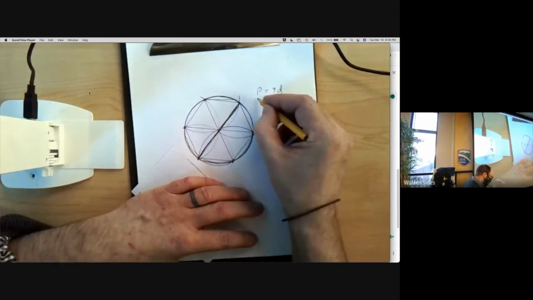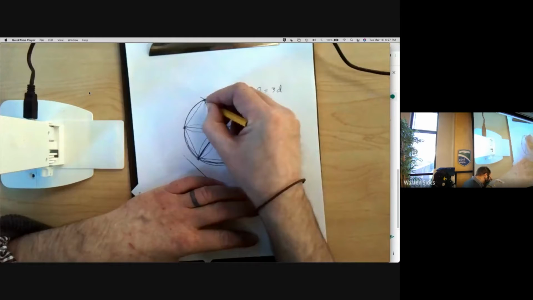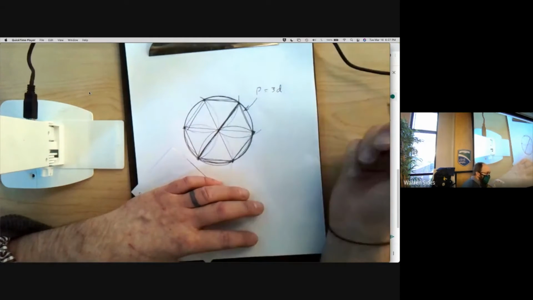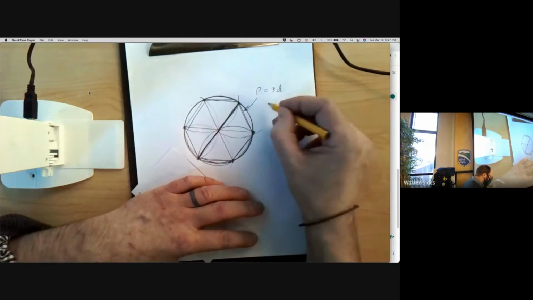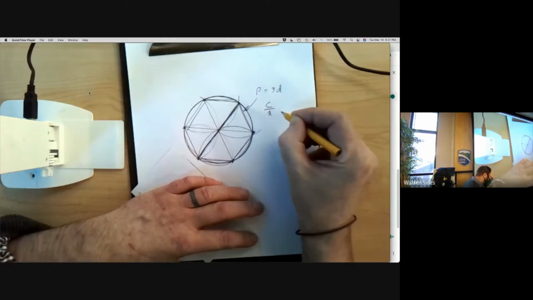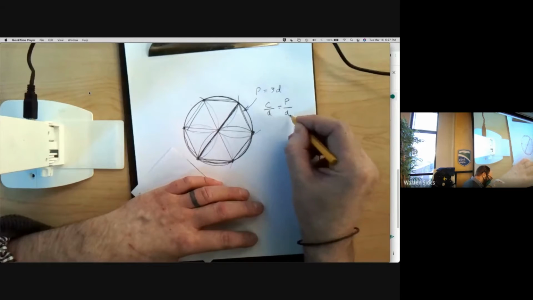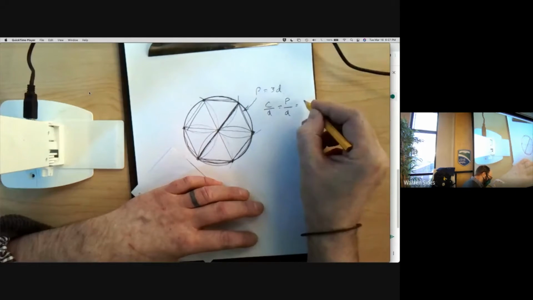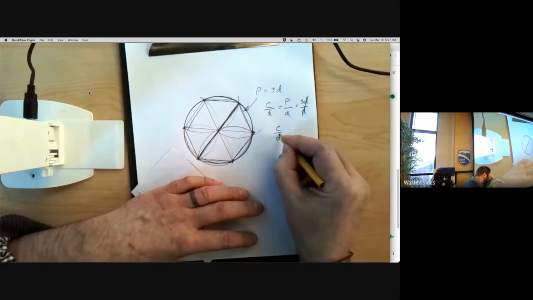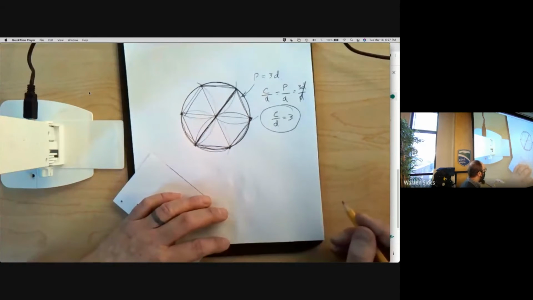Just to make sure, the perimeter of the hexagon inside has 1, 2, 3, 4, 5, 6 of those radius, which is 3 of the diameter. So if I'm thinking that the circumference of the circle compared to its diameter is the same as the perimeter of the hexagon to the same diameter, well, then that must be 3 of those divided by that one. The ratio of the circumference to a diameter is 3. Close enough for pi.